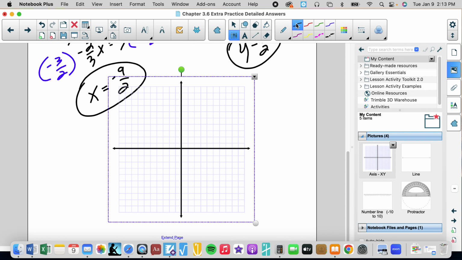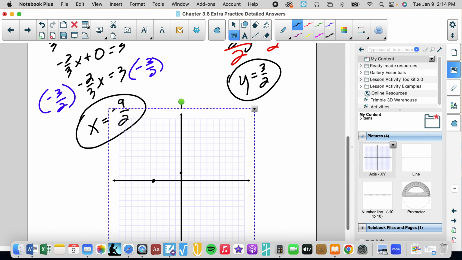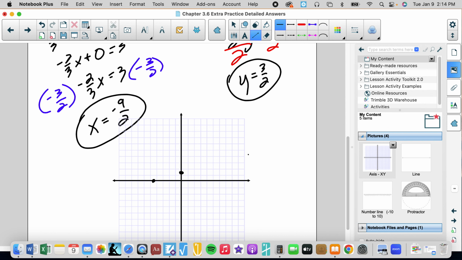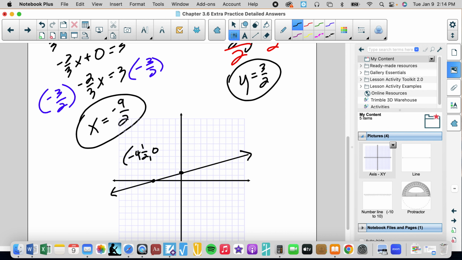Negative 9/2 is negative 4.5. 1, 2, 3, 4.5. That's here. And we have 3/2, which is 1.5. Let's connect them. Oh, that's nice. Look at that. Boom. Arrows. Label the points. We'll say negative 4.5, 0. And we'll say 0, 1 and 1/2. Just to be fun.